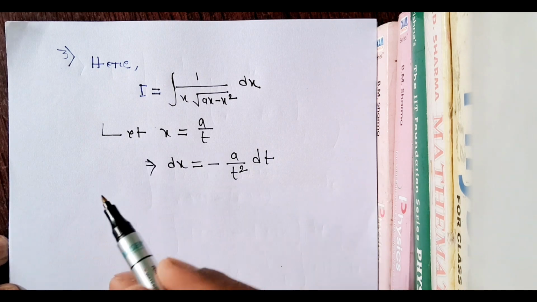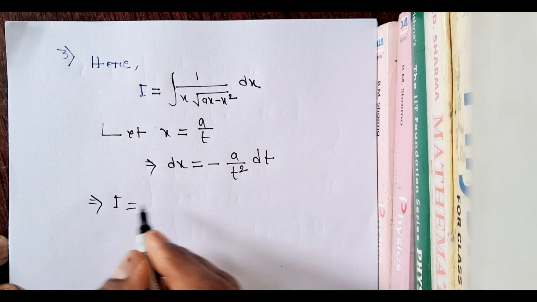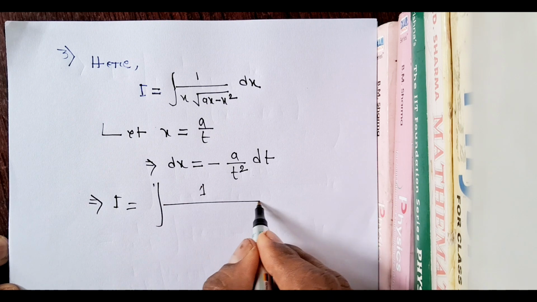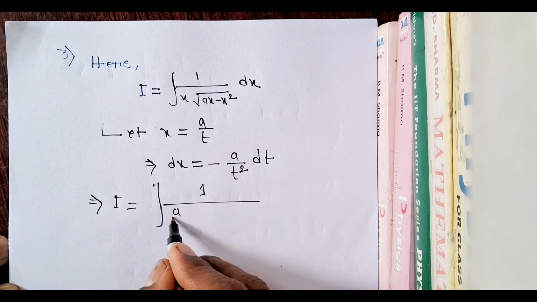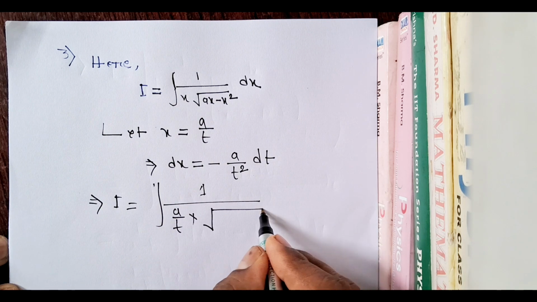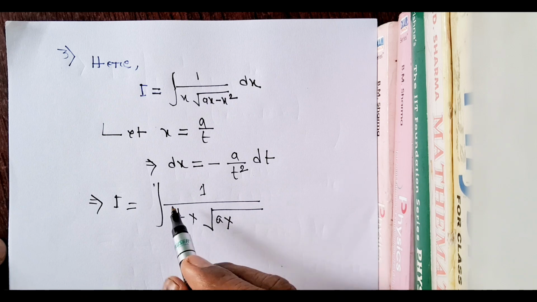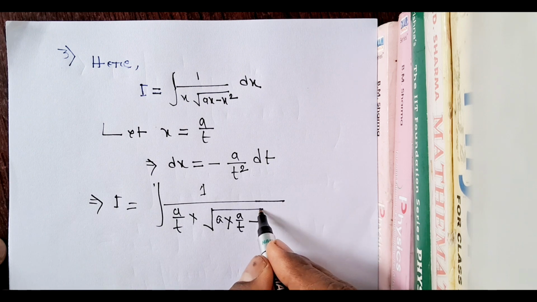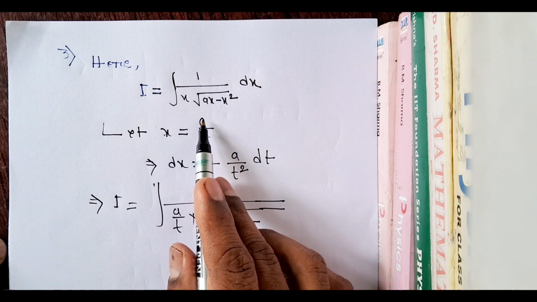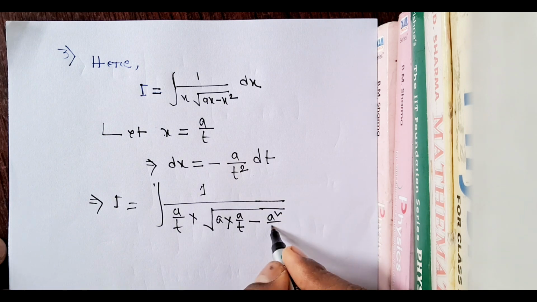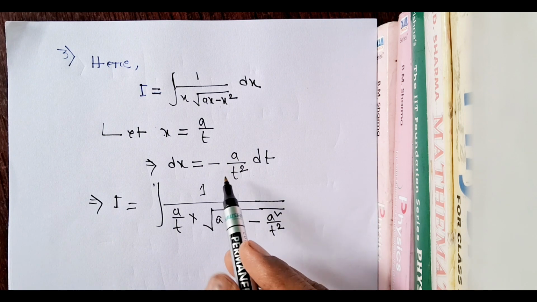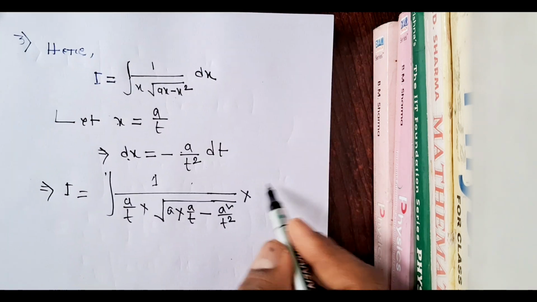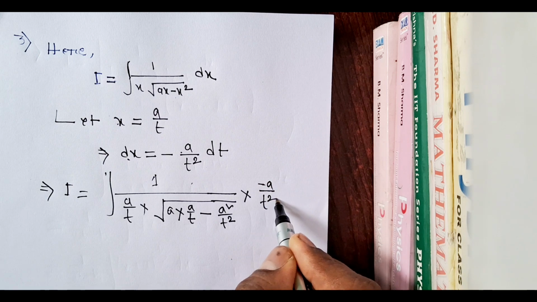Then I reduces to the integration of 1 by x, which is a by t, into the square root of a times x, which is a by t, minus x squared, which is a squared by t squared. Next, dx is minus a by t squared dt, so let me write here minus a by t squared dt.